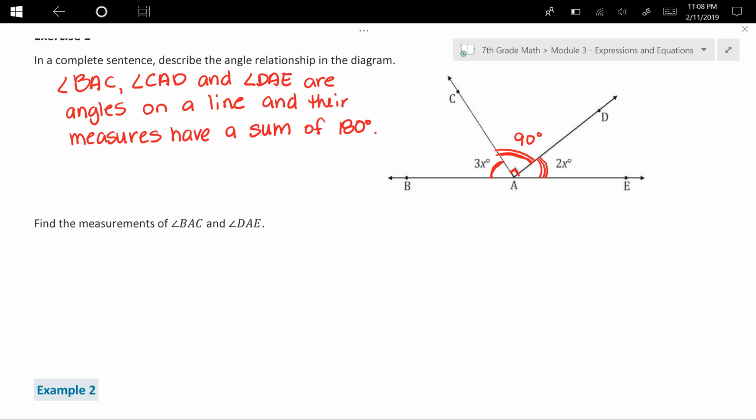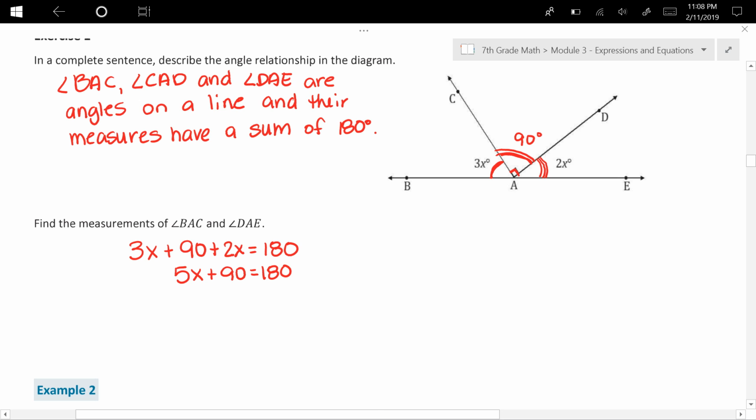Okay, so what we need to do is add up all three of those angles, and they need to equal 180 degrees. So here is our equation. We would write 3x plus 90 plus 2x equals 180 degrees. So now we're going to go ahead and combine like terms. 3x plus 2x gives us 5x plus 90, and that equals 180.